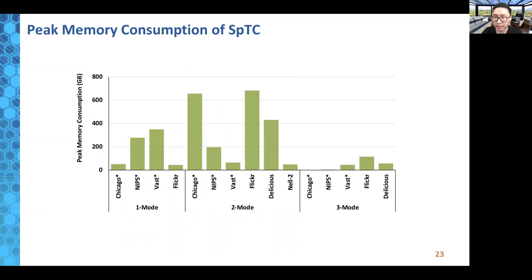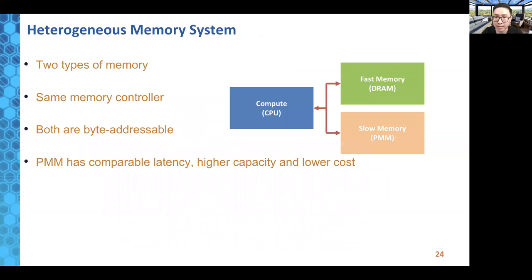In challenge 3, we know that sparse tensor contraction can easily consume hundreds of gigabytes of memory. The memory performance and capacity become the bottleneck. To address this bottleneck, we employ the emerging persistent memory-based heterogeneous memory system. We call it HM. The HM system includes two types of memories: fast memory with DRAM and slow memory with Intel Optane Persistent Memory Module.